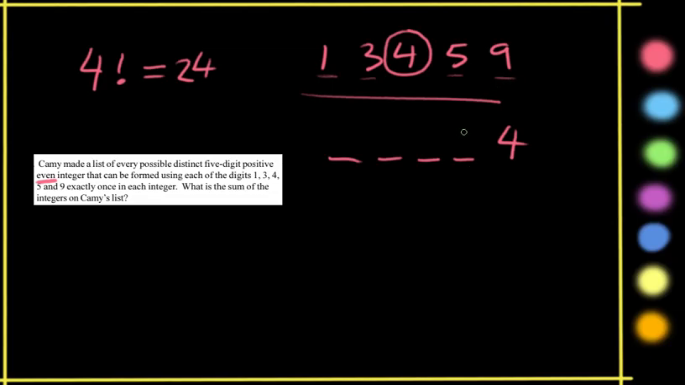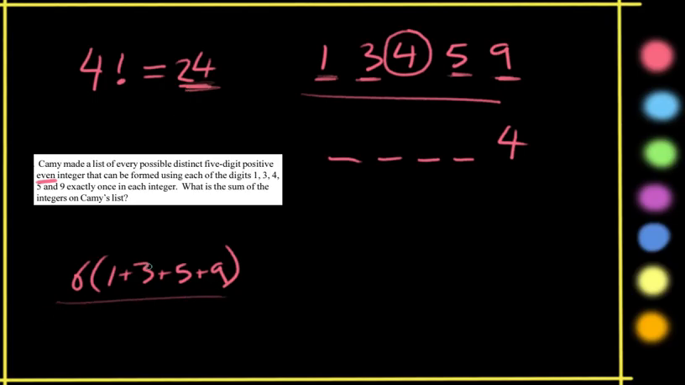So the total number of tens you're going to have, if you add them all up, is going to be 6 times 1 plus 3 plus 5 plus 9. Because that's 1/4 of the 24, right? So 1/4 of them are going to be ones, 1/4 of them are going to be threes, 1/4 of them are going to be fives, 1/4 of them are going to be nines. So 1/4 of them is 6, so we can just do 6 times this sum. This sum is 15. So 15 times 6 is going to be 90.